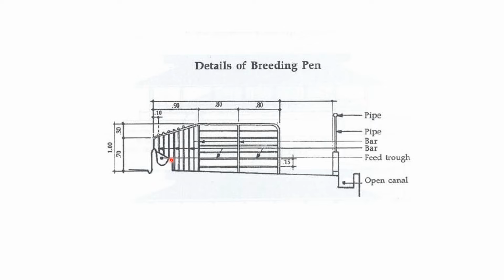Then, as you can see, dapat yung flooring may sloping yan. Hindi pwede yung patag, kasi pag patag, yung urine at saka yung waste ng baboy, hindi makakapunta dito sa canal. So, mas maganda na yung flooring mo is sloping. So, yan yung recommended by the USD Picard on the measurement ng breeding pen. Then, for the materials, pwede yung mga steel, pwede yung mga GI pipe na tinatawag for pag-construct nito.